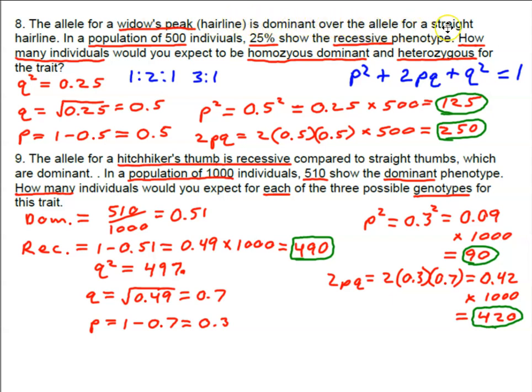So it's dominant over the allele for straight hairline, I'm sorry. In a population of 500, we've got 25% that are recessive. And that's the information you need right there. 25% are recessive. How many individuals would you expect to be homozygous dominant and heterozygous for the trait?